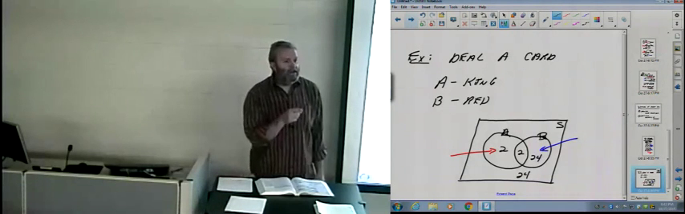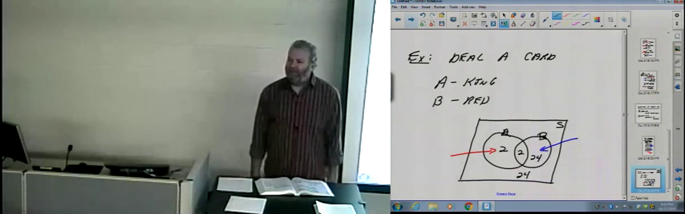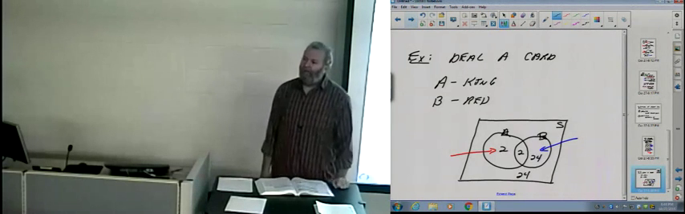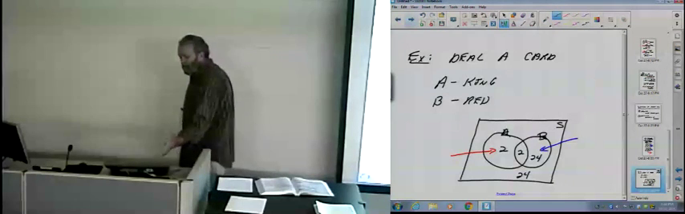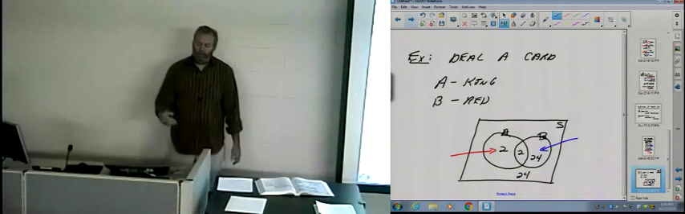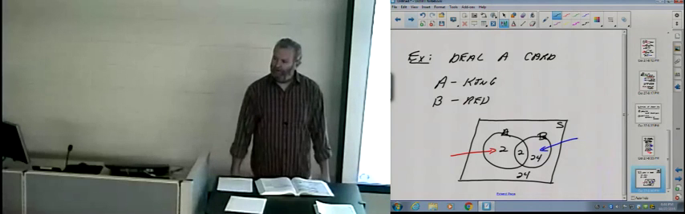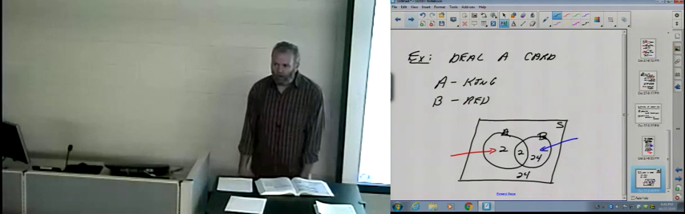Now, if I add all those numbers together, what should they add to? Every card should show up one time, right? You didn't want to count anything twice. 24 and 24 is 48, plus 2 is 50, plus 2 is 52. All the cards are there.